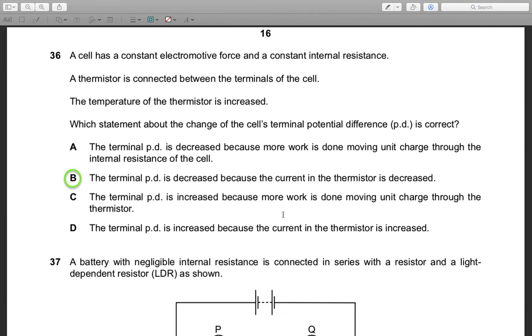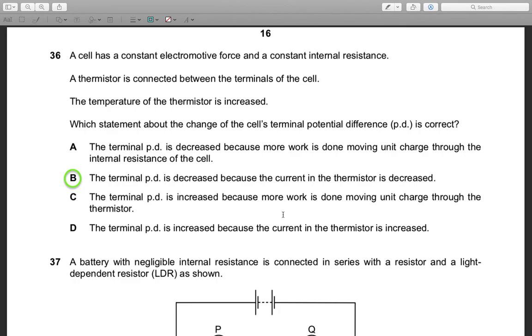Number 36. We still have 5 numbers more. The cell has a constant electromotive force and constant internal resistance. A thermistor is connected between the terminals of the cell. The temperature of the thermistor is increased. Which statement about the change of the cell terminal potential difference, or PD, is correct? I just say the answer is B.